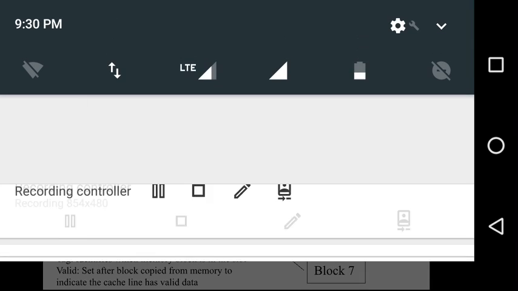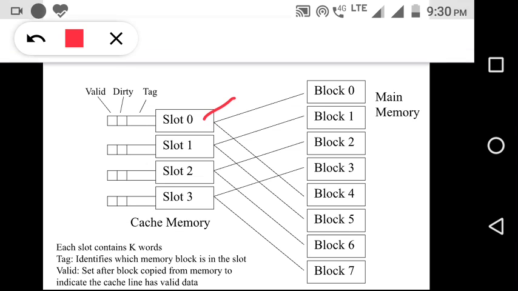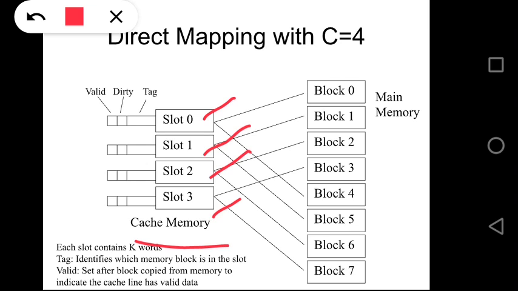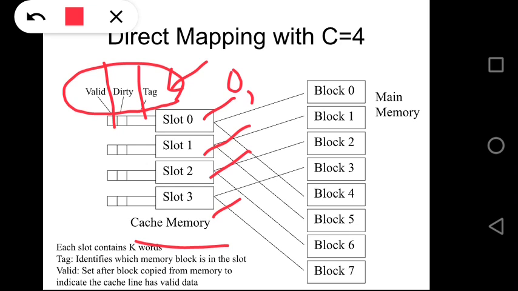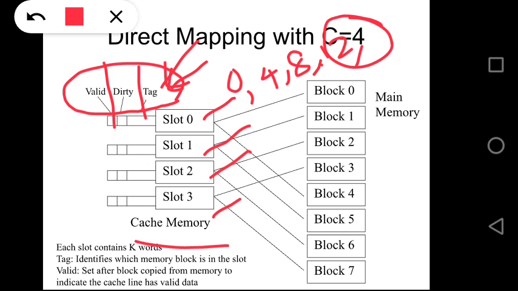Here, this is slot 0, that is block 0, block 1, block 2 in the cache memory, and it has some bits: valid bit, dirty bit, tag. Each slot contains keywords. Tag identifies which memory block is in the slot. I tell you, in the first slot, the 0th block, 4th block, 8th block, 12th block can be there, multiples of C, that is 4. Which block is present is specified by the tag.